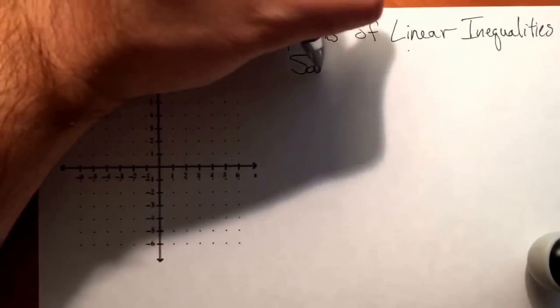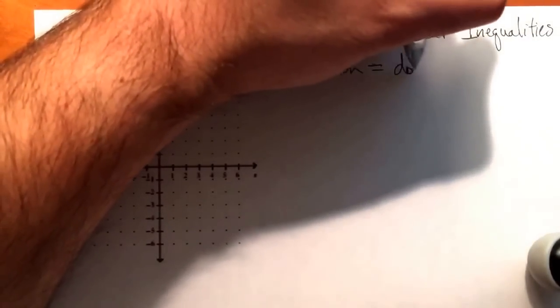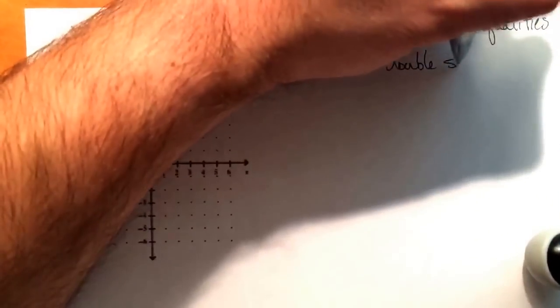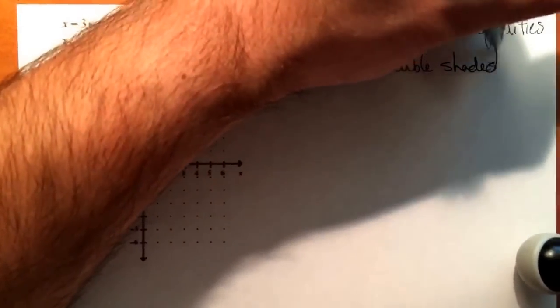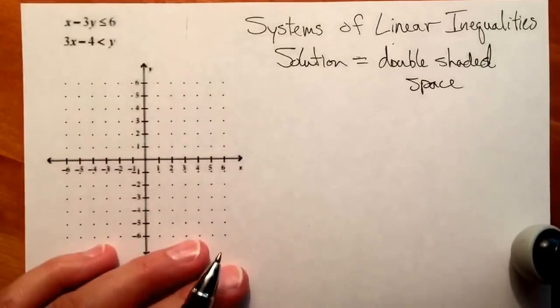So I'm going to say that the solution equals the double shaded space. Okay, let's figure out what that looks like.